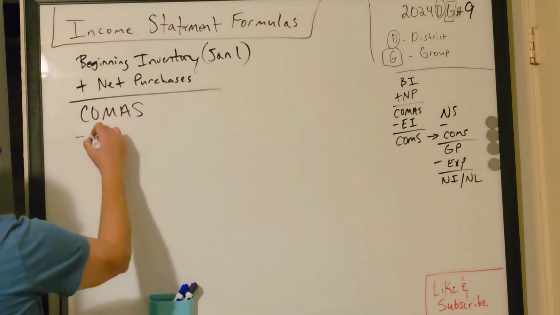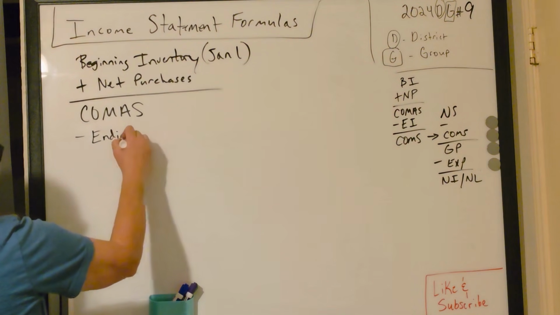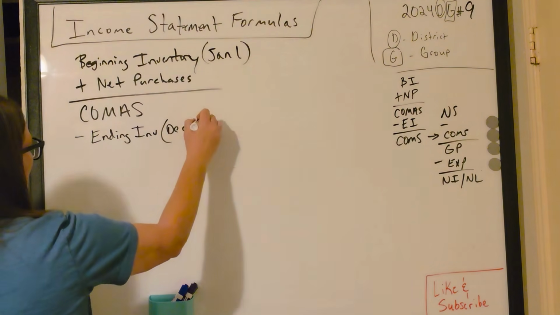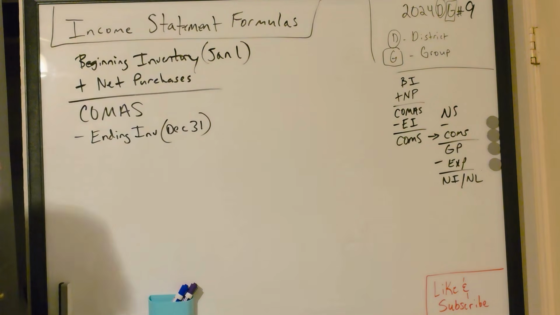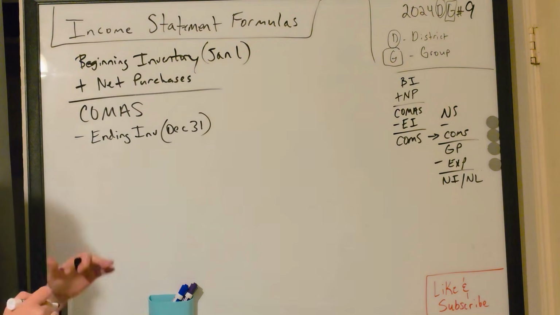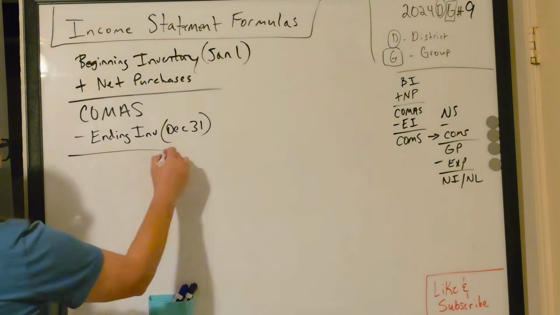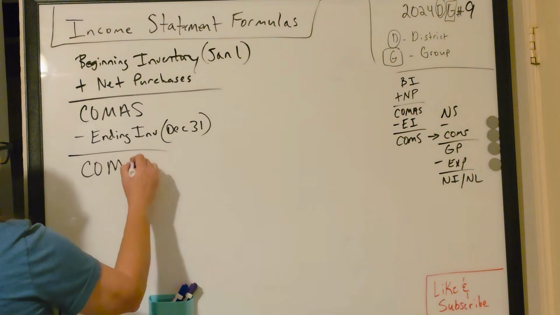Then we subtract out our ending inventory, which I'm going to put December 31st. It's the end of the year. We have a beginning and an ending. I'll explain that later. And then once we subtract all the ending inventory out from what was available for sale, we get cost of merchandise sold.